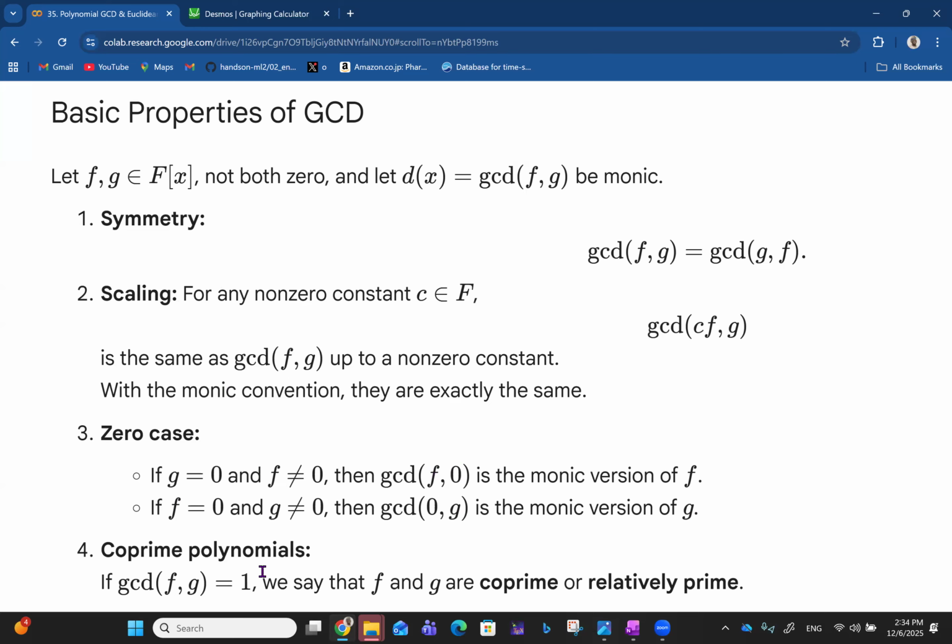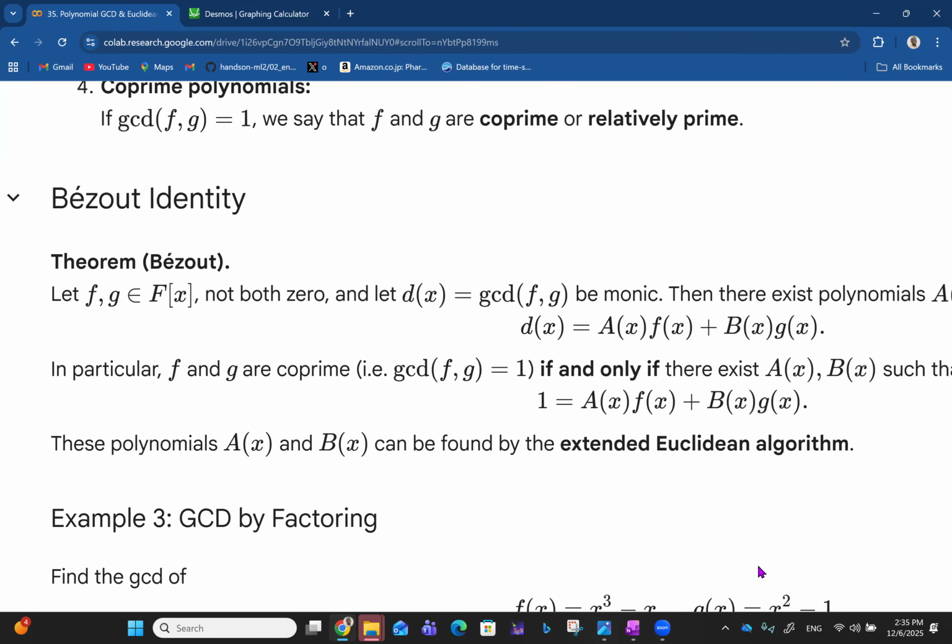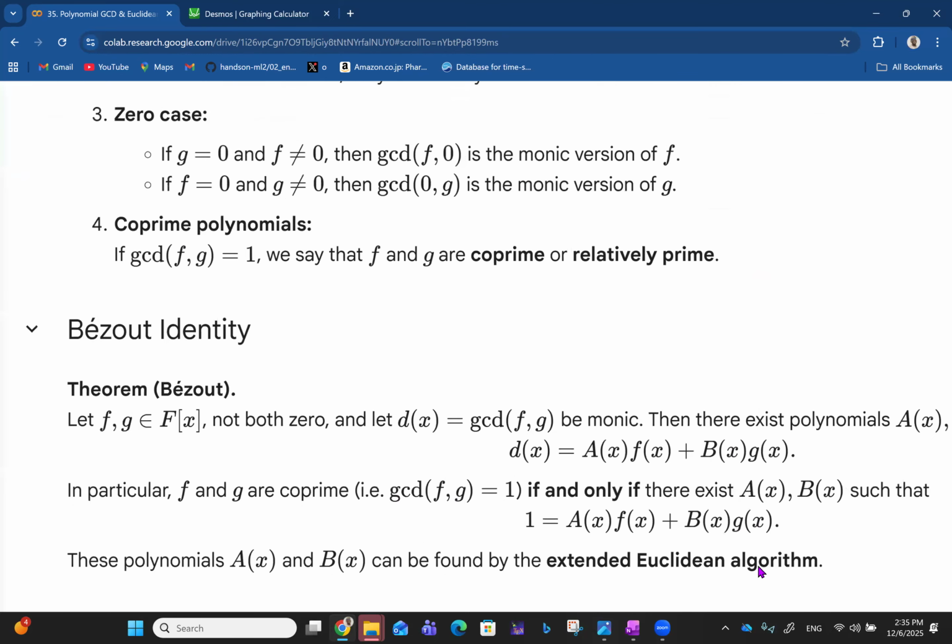Then we have co-prime polynomials. If the GCD of f and g is 1, that is, you can't find any polynomial that divides the two apart from the constant one, we say that f and g are co-prime or relatively prime. For instance, 2 and 3. If you are talking about numbers, not polynomials now, 2 and 3 are co-prime, meaning that there's no number that can divide both of them. So 2 and 3, nothing divides them apart from 1. So co-primes or relatively primes are numbers that can only be divisible by 1, right? So 2 and 3, for instance, are co-prime. 3 and 5 are co-prime. 2, 3, 5 are co-prime because they can only be divided by 1.